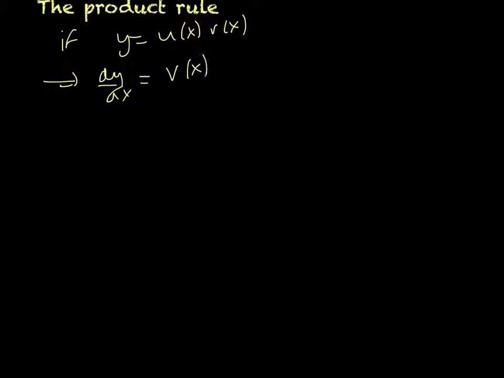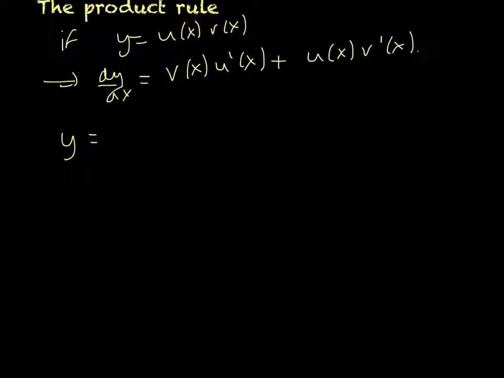So we know the product rule: if we have y equals u of x, v of x, where these are functions of x, then dy by dx is v of x, u dash of x, plus u of x, v dash of x. So how do we actually use this? Let's do some examples then.